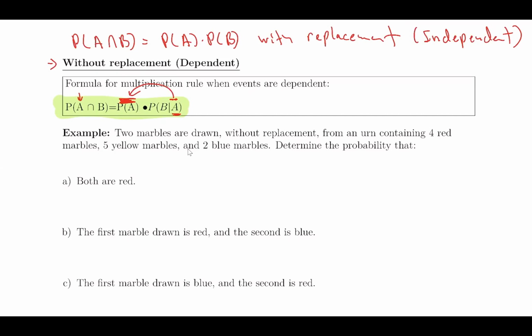So let's do this first problem. It says 2 marbles are drawn without replacement from an urn containing 4 red marbles, 5 yellow marbles, and 2 blue marbles. Determine the probability that. So before we get started with that, let me draw this out for you. So we have our urn.